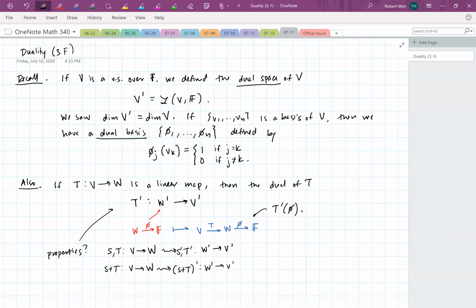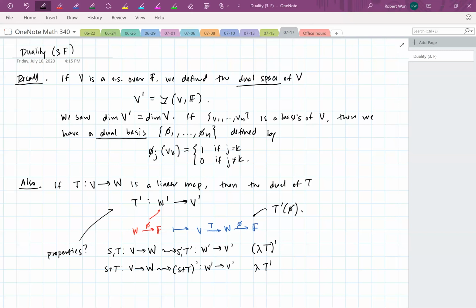Similarly, you can take a linear map and scale it, and then you could take the dual of the scaled linear map, right? So you could take T, scale it by lambda, and take its dual. Or you could dualize T, that's a linear map, and then scale that linear map. So you can either take duals first and then scale, or you can scale first and then take duals. And you could ask, how are these two things related?